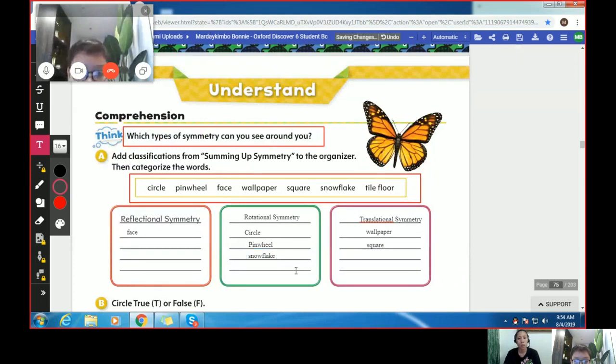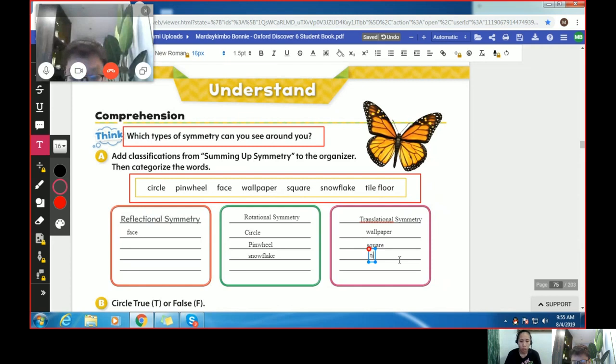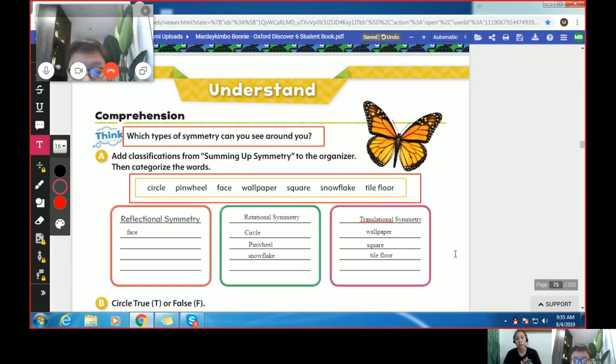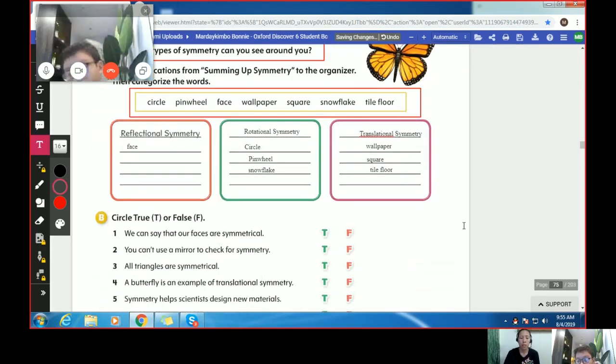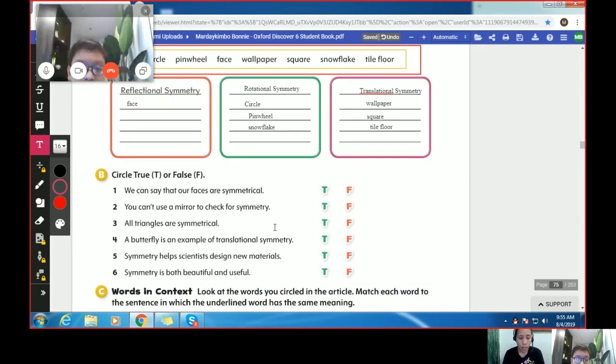Okay. Last one, a tile floor. It is in translational symmetry. Yes, it is. Tile floor is translational symmetry because it's square. There you go. Good job. All right, so good job in categorizing these words into their proper order. Let's now have an activity of true or false. Read statement number 1, please.